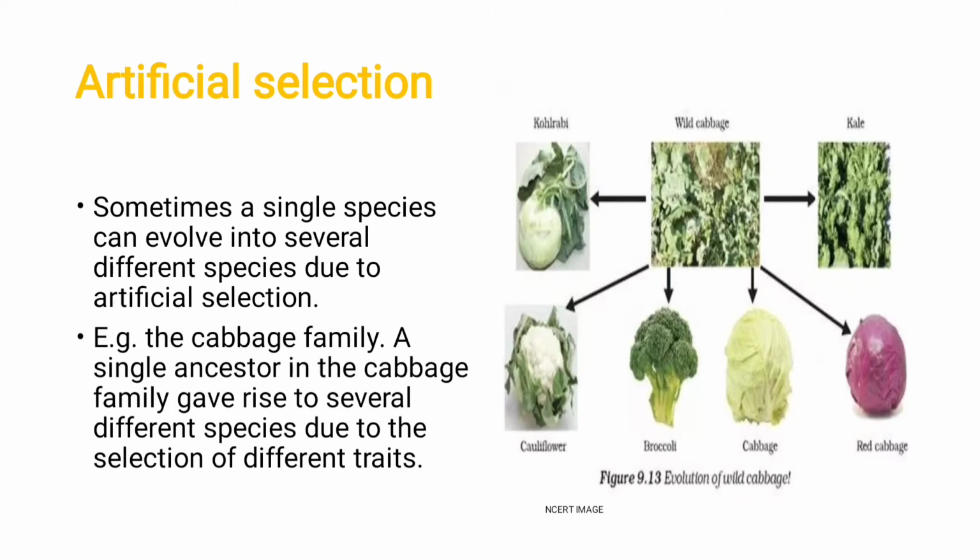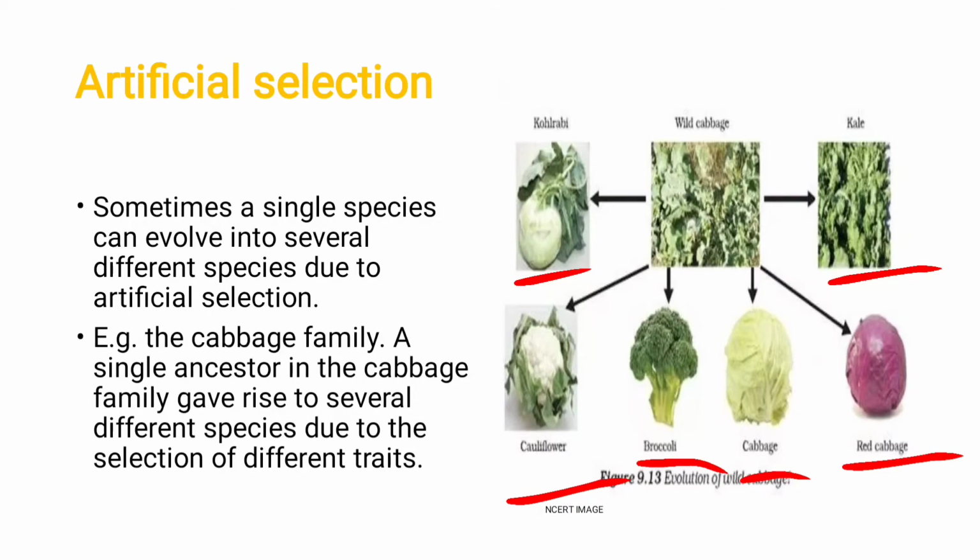Sometimes a single species can evolve into several forms, several different species, due to artificial selection. For example, wild cabbage. Wild cabbage has evolved into very different forms of cabbage, that is cauliflower, broccoli, cabbage and red cabbage, due to artificial selection, or selection of a single trait.